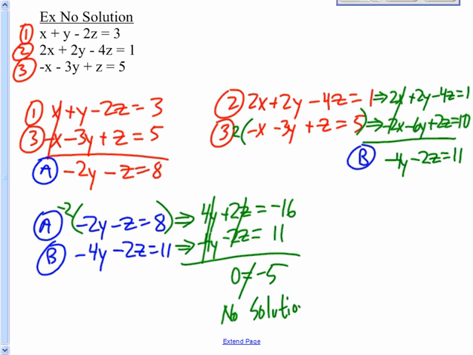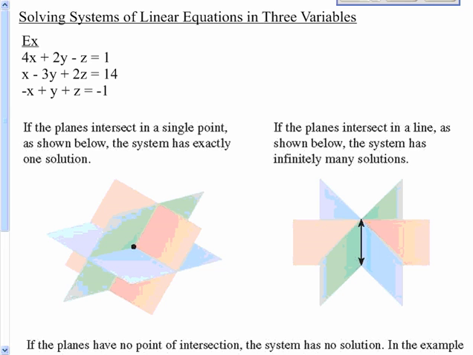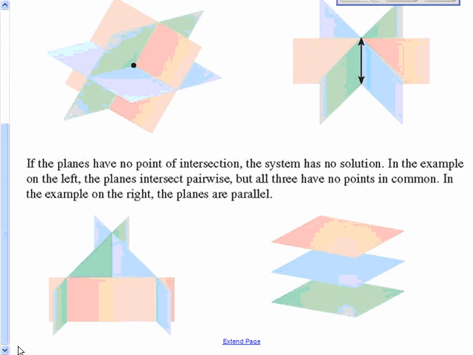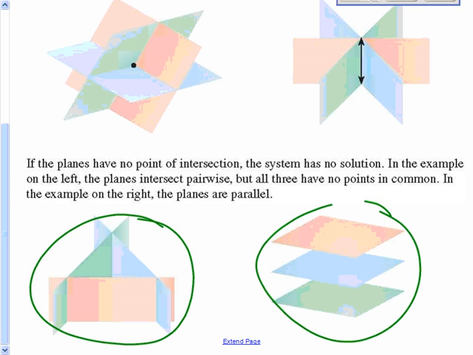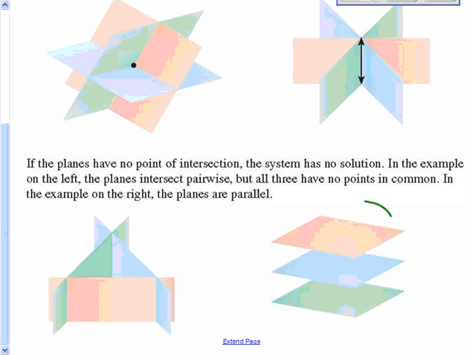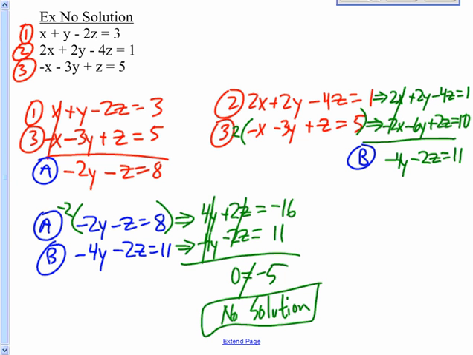So either they're all parallel and they never cross. It's either one of these two situations on the bottom: either they're parallel and don't cross, or maybe they intersect, but all three don't intersect at one spot. Okay, so no solution. All right, I hope you guys got a feel for this.